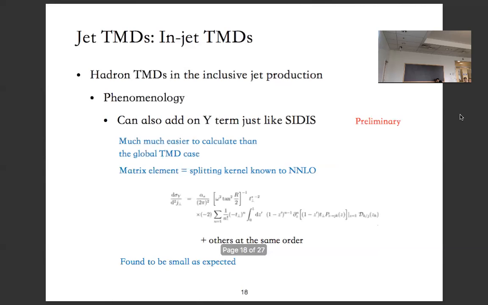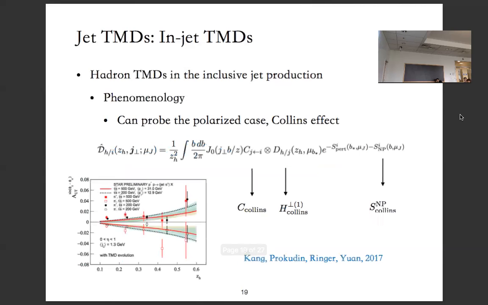So here I'm talking about the unpolarized one, but it's found to be very trivial to extend to the polarized case to test the Collins effect, as you have seen in this morning's talk. So all you need to do is change the matching coefficient to the Collins matching coefficient, change the fragmentation function to the Collins function, and change the non-perturbative model. So that's it, and you can see there is a prediction by people in the audience. Okay.